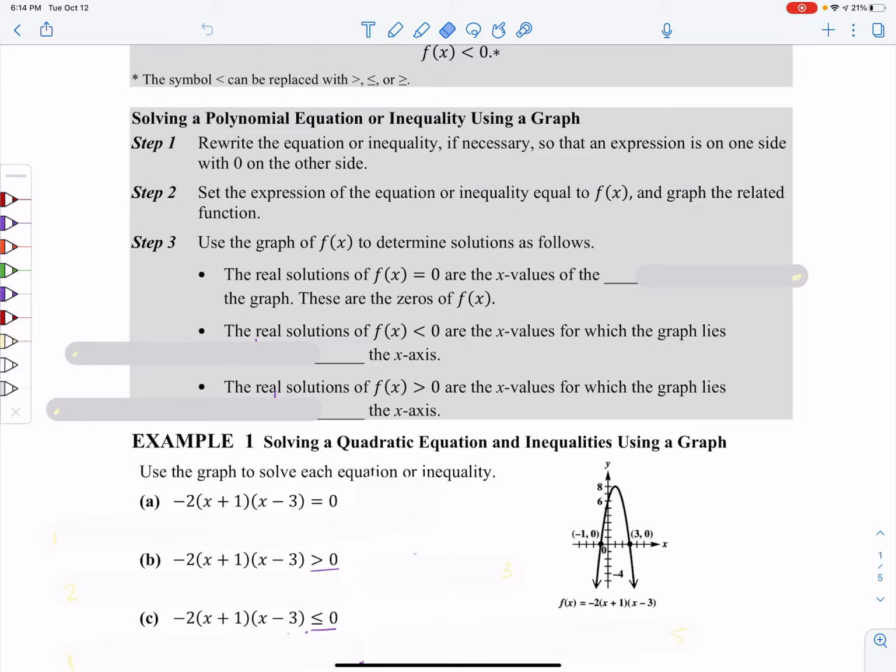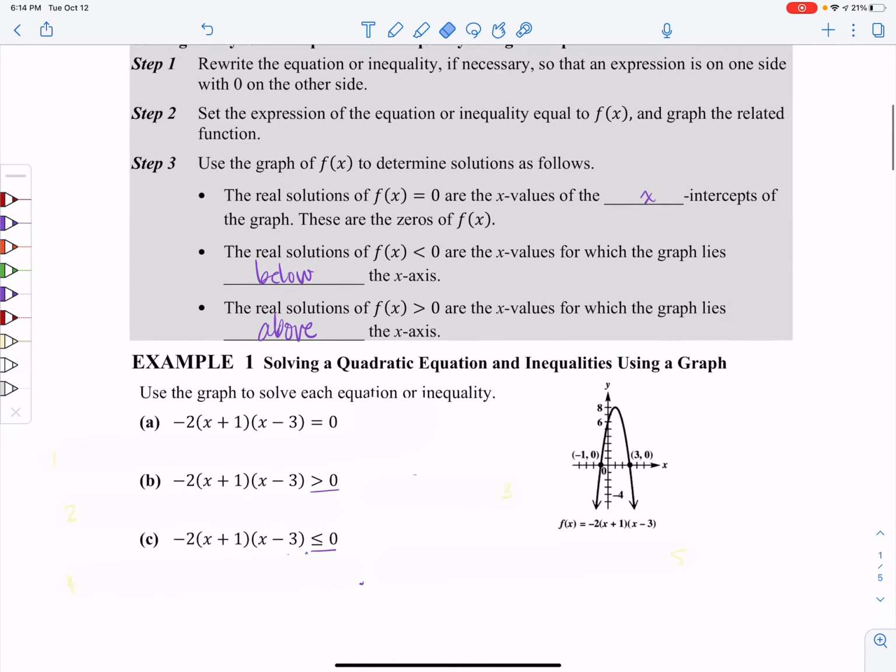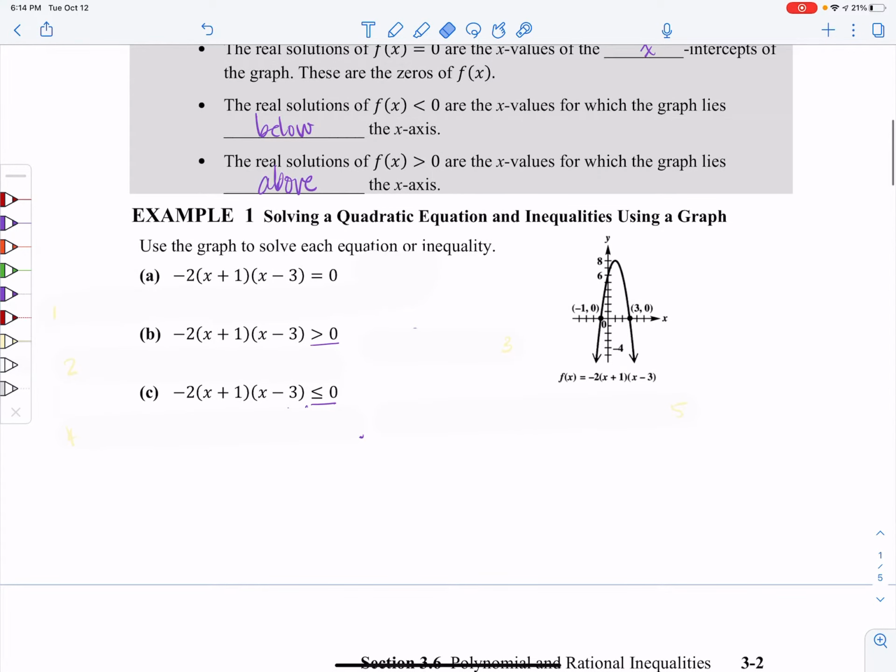And here's what you're looking for. If you're being asked to find f of x equals 0, then we're looking for x-intercepts. If you're being asked for f of x less than 0, then we want all of the places where my graph is below the x-axis. And f of x greater than 0 are all of the places where my graph is above the x-axis.